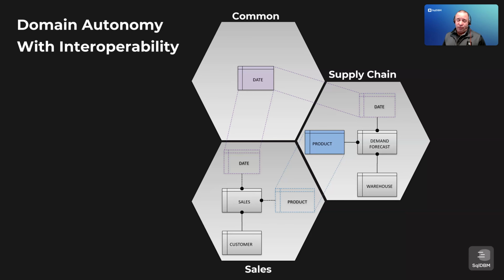And we can see here, if we're looking at the sales domain, that they need that dimension from the common team, which is that date dimension. And then the supply chain team has that product, and sales is referencing that as well. But you can also see here that the supply chain team needs that date dimension. So as you can see, what we're really creating is, well, we don't need duplicate product tables. We don't need duplicate date dimensions.